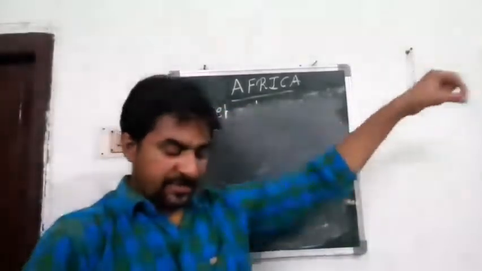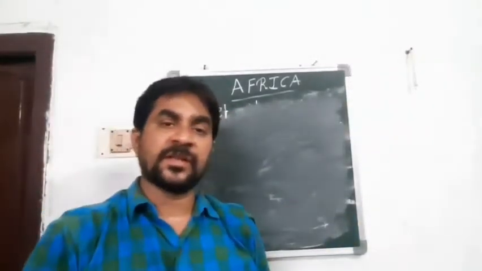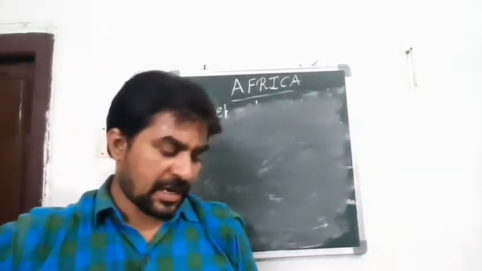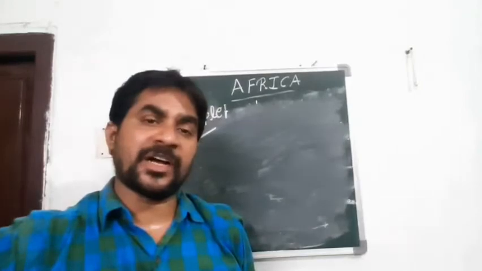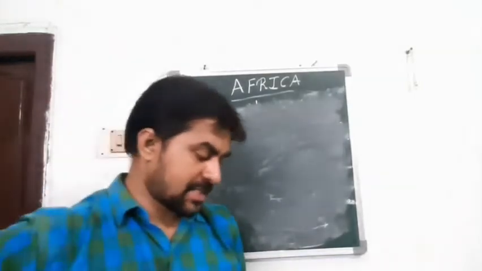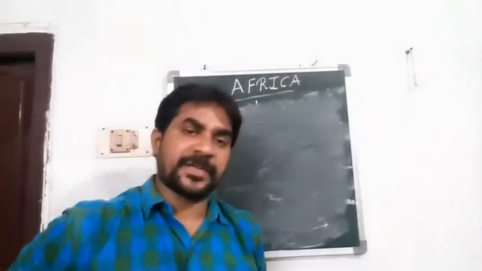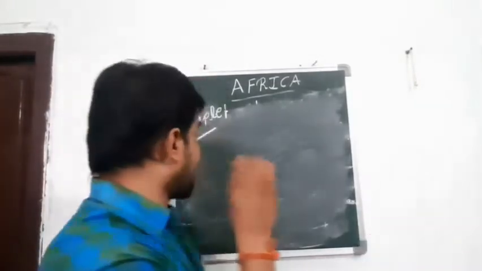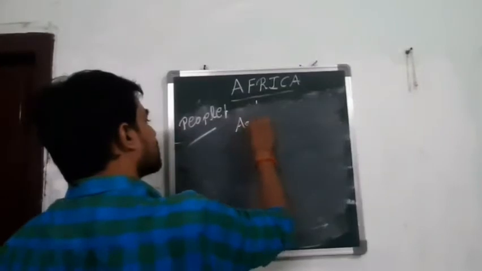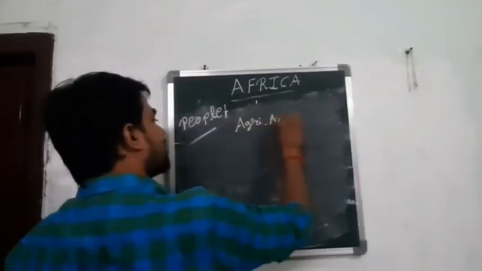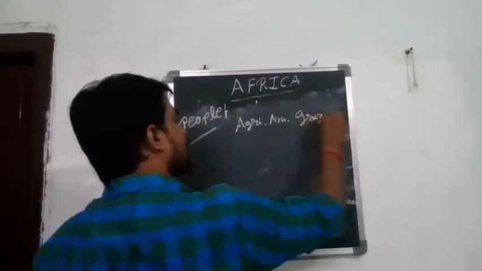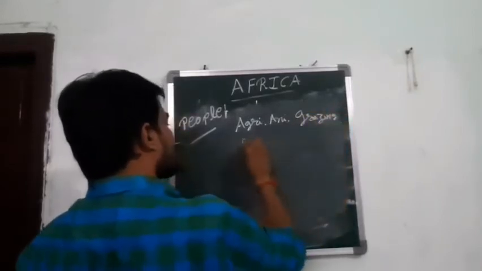So what are the people that can be found in the region of Africa? People of different languages are living in the African continent, and they belong to different types of tribes, and the main occupation of these people was agriculture, animal husbandry and grazing, and also hunting.